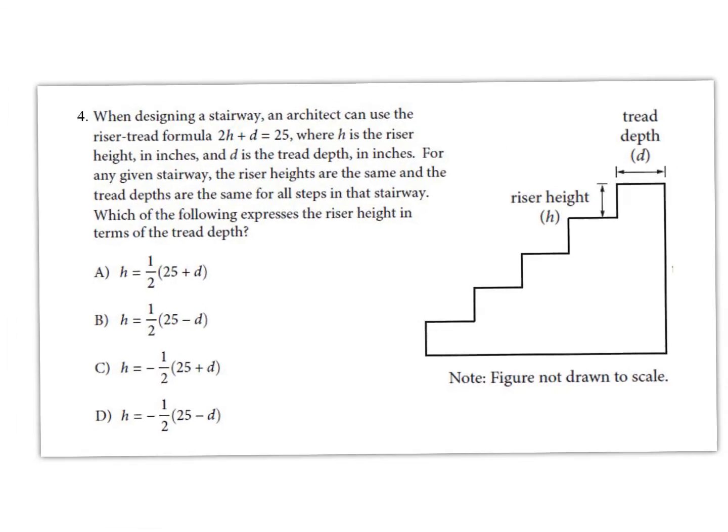Alright, now this looks like a really fun one, so I'm going to shrink this down, give us plenty of room to work. Alright, so here we go. When designing a stairway, an architect can use the riser tread formula 2h plus d equaling 25, where h is the riser height in inches and d is the depth of the tread in inches. For any given stairway, the riser heights are the same and the tread depths are the same for all the stairway. Which of the following expresses riser height in terms of tread depth?